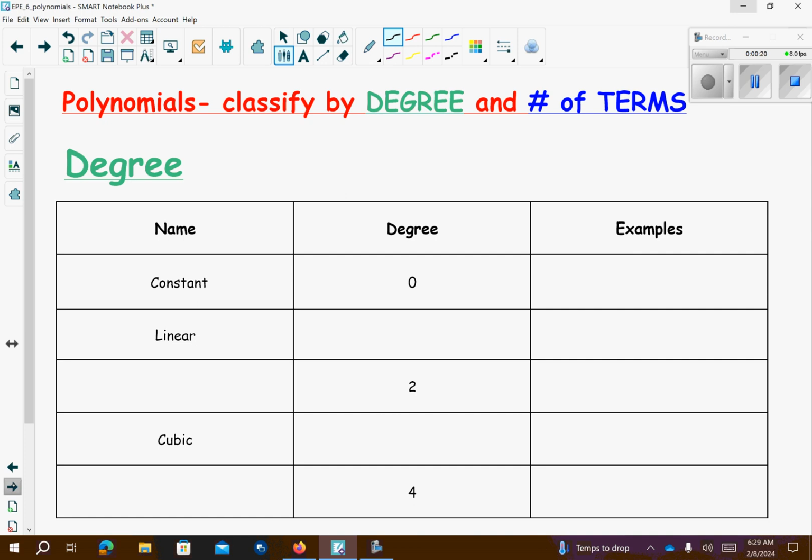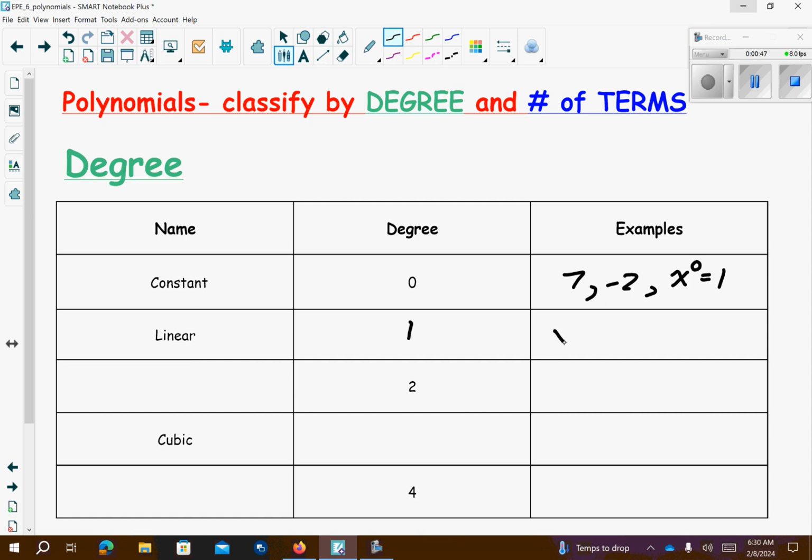So a constant is degree 0. This would be like if you had the number 7 or -2. Even if you had x to the 0, because x to the 0 is equal to 1. So a constant doesn't have any letters associated with it, or the letters cancel out because it's raised to the 0 power. The next one is called linear, and this would be if it's raised to the first power.